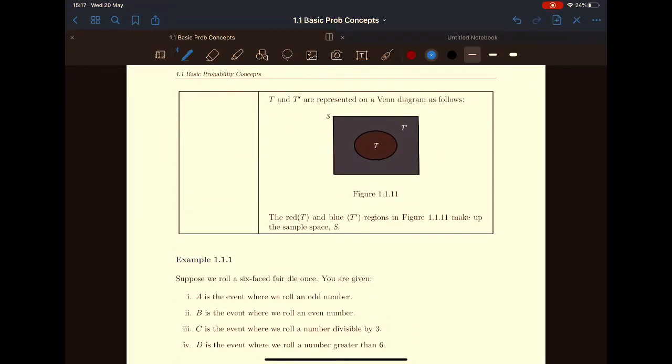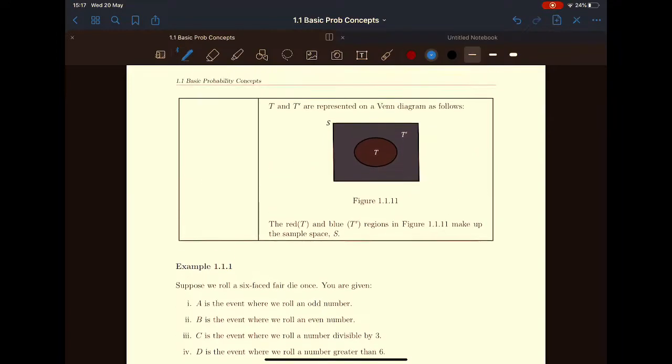Okay, so suppose we roll a 6-faced die once. A is the event where we roll an odd number. B is the event where we roll an even number. C is the event where we roll a number divisible by 3. And D is the event where we roll a number greater than 6.